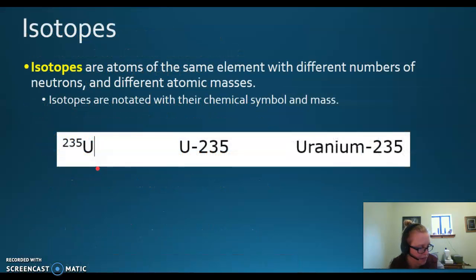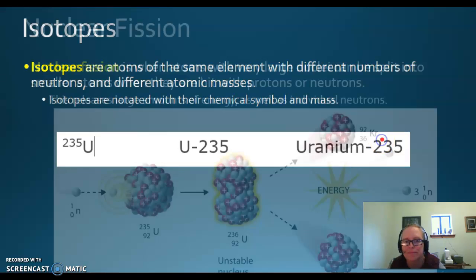Isotopes we spoke about last week, and we're down to number 20 now. They are atoms of the same element with different numbers of neutrons and different atomic masses. Make sure you're clear that isotopes have different numbers of neutrons, but they have the same number of protons, right? There are 3 ways to write an isotope. Right here, and we did a worksheet last week going over that too. So this is your answer for number 20.